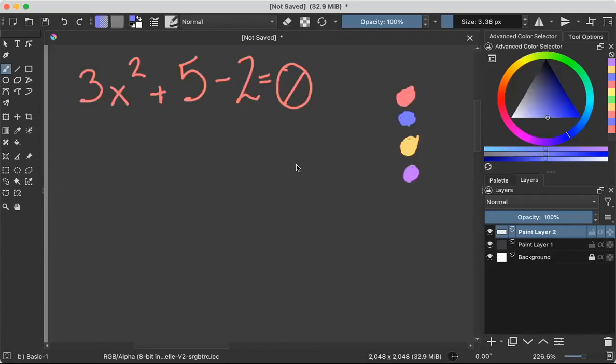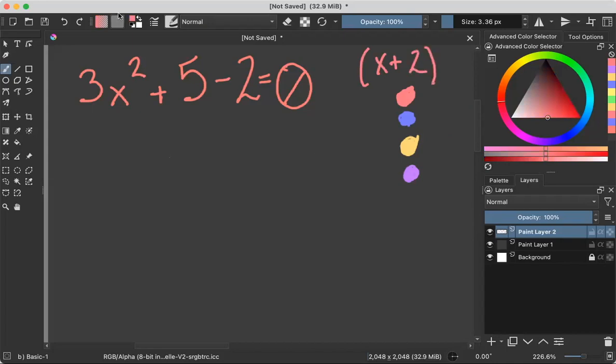Hello everybody, welcome. Today we're going to use synthetic division to find the zeros of the polynomial function. So here we have our polynomial function 3x squared plus 5x minus 2 equals 0. For this function, our divisor would be x plus 2.